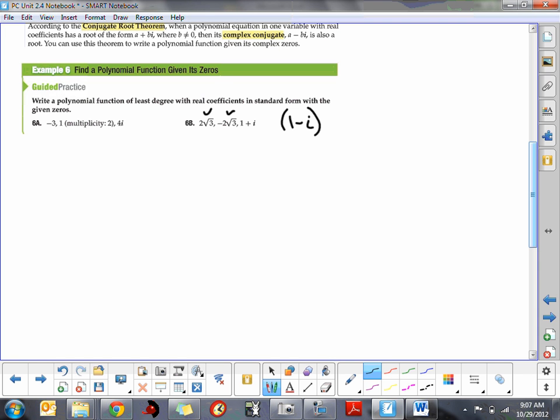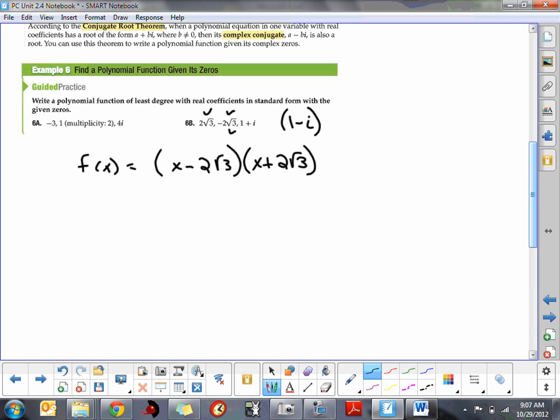So if 2 times the square root of 3 is a zero, then its related factor is x minus 2 times the square root of 3. If negative 2 times the square root of 3 is a root, then x plus 2 times the square root of 3 is its related factor.